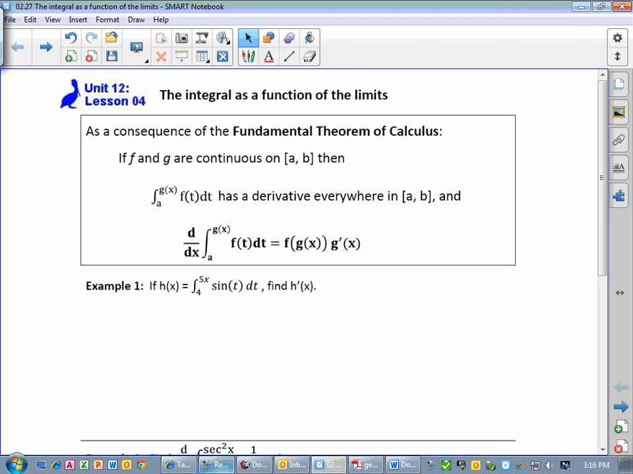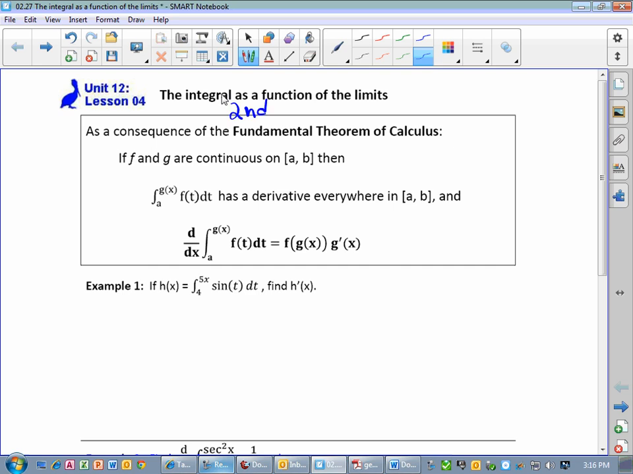Okay, so this is another part of the fundamental theorem of calculus. This is actually so important, in fact, that most books you look at, including the Princeton Review, refer to this as the second fundamental theorem of calculus.